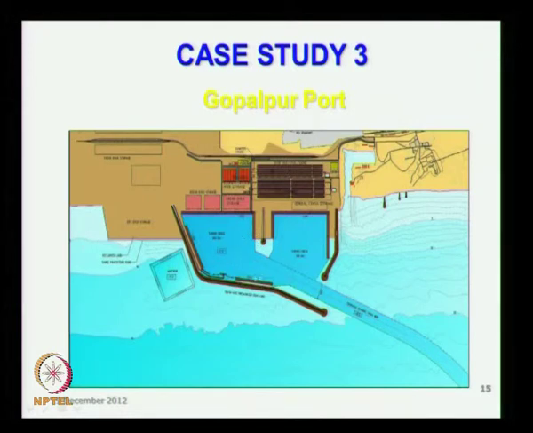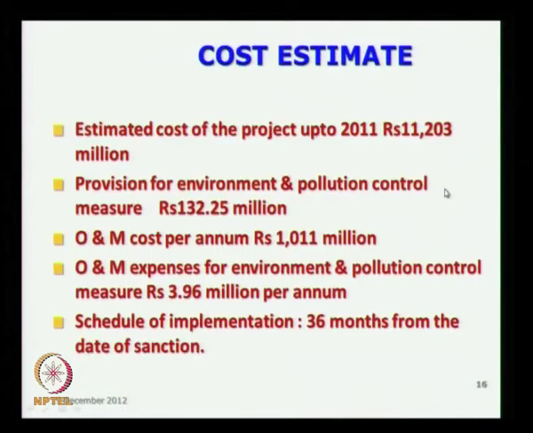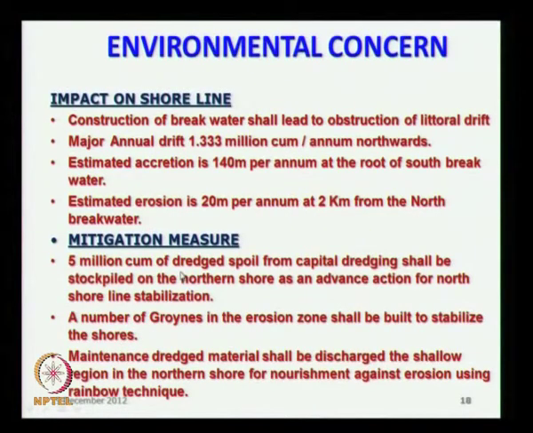Whatever material that they are dredging, some of them will be disposed into the sea, some of them will be put on the northern side. So that is about 5 million cubic meter they will be stockpiled on the northern side as an advance action for north shoreline protection. This is an advance action. So we make a stockpile, which means we put more sand than will get eroded, so that for another 5-10 years you do not have to do any artificial nourishment.